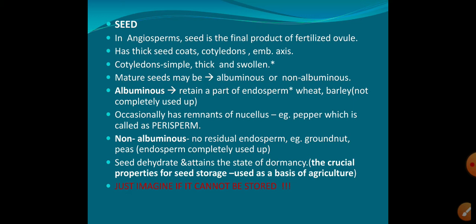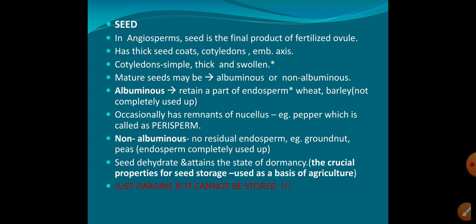Next is non-albuminous seeds. They do not have any residual endosperm, which means it will be completely used up by the growing embryo. Repeatedly we have been seeing these examples, groundnut and peas, best examples for this. Here no residual endosperm is noticed.